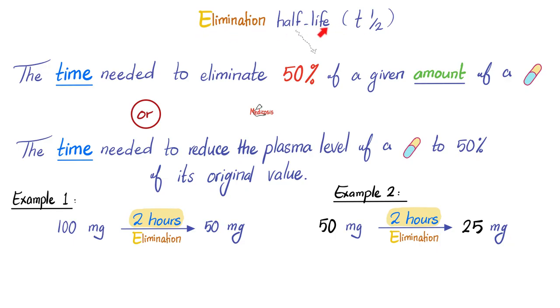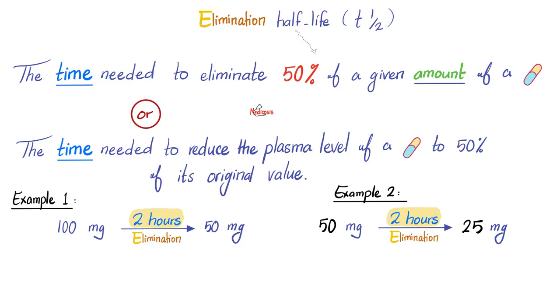Elimination half-life, or simply half-life, or T half. What is this? Is this an amount? Is this a concentration? Is this a volume? Shut up. It's the time needed to eliminate half of a given amount or of a given dose of a drug. Let's say I gave you 100 milligrams of this drug. The time it takes you to make this 100 milligrams become 50 milligrams is your half-life. Let's say I gave you the 100 milligrams of the drug and I waited for 2 hours. And in 2 hours, you reduced the amount of drug in your body from 100 to 50. Then your half-life is the 2 hours.